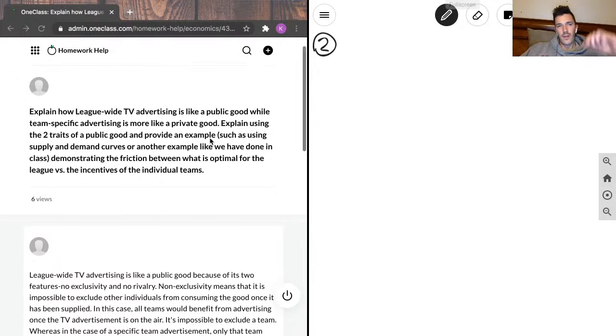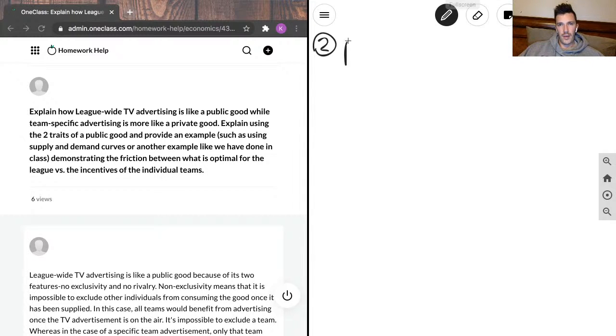And question 2 reads as follows. Explain how league-wide TV advertising is like a public good, while team-specific advertising is more like a private good. Explain using the 2 traits of a public good and provide an example. Using supply and demand curves, another example like we've done in class, demonstrate the friction between what is optimal for the league versus the incentives of individual teams.